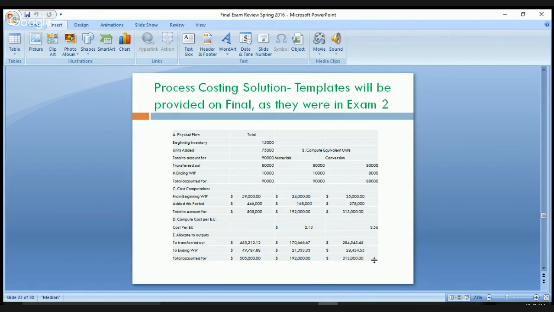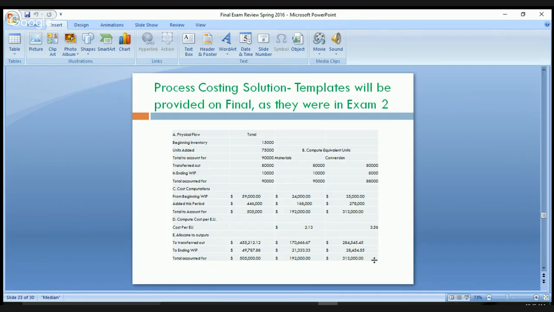On the test, you're going to be given some spreadsheets or some papers that you can print out, but I would probably have Excel opened up on the side so you can go back and forth on this. So in this case, again, we begin with 15. We added 75, so we have to account for 90,000. We transferred out 80,000, so that means that 100% of the materials and the conversion costs were included. So we just take 100% times 80 and get 80,000 for materials. For conversion costs, same thing.